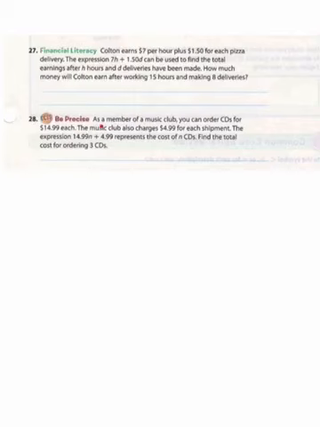Number 28, be precise. As a member of a music club, you can order CDs for $14.99 each. The music club also charges $4.99 for each shipment. The expression $14.99N plus $4.99 represents the cost of N CDs. Find the total cost for ordering 3 CDs. On this one it tells us that N stands for how many CDs they ordered. So find the total cost of ordering 3 CDs.